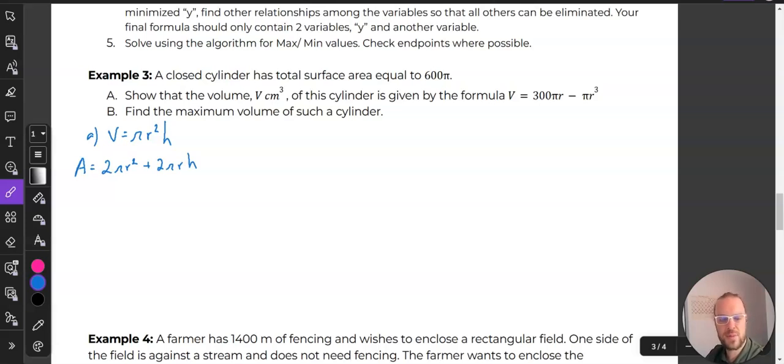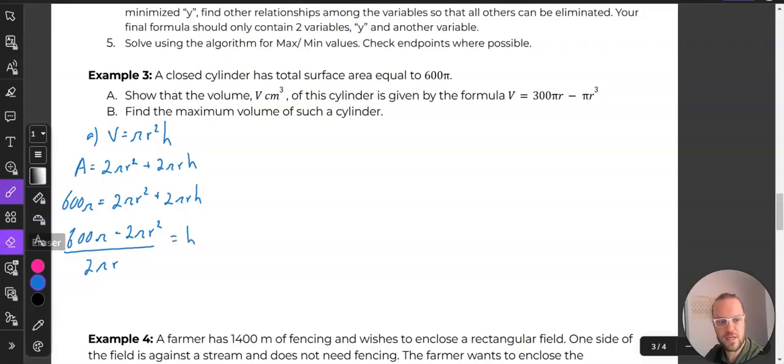So what I need to do now is plug in what I know and solve for h so that I can get rid of it. So first thing I'm going to do here is move that over, so 600 pi minus 2 pi r squared, and then I would divide by what's left, which is 2 pi r.